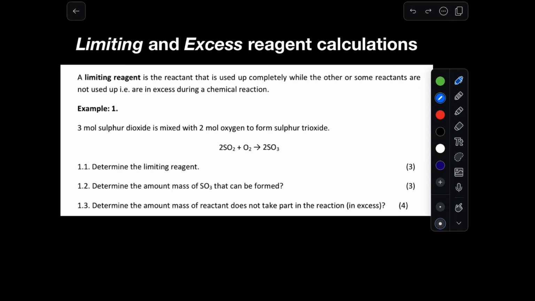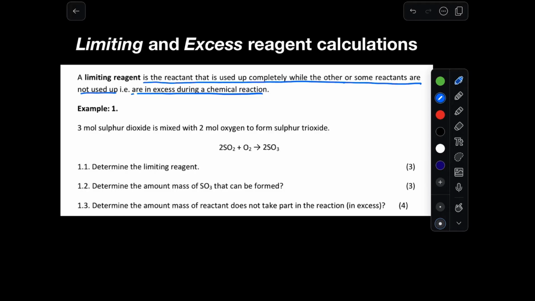A limiting reactant or reagent is a reactant that is used up completely while the other reactant or reactants are not used up. The one that is used up first is the one that is completely used up, while the other is not used up. And the one that is not used up, we call it an excess in a reaction.